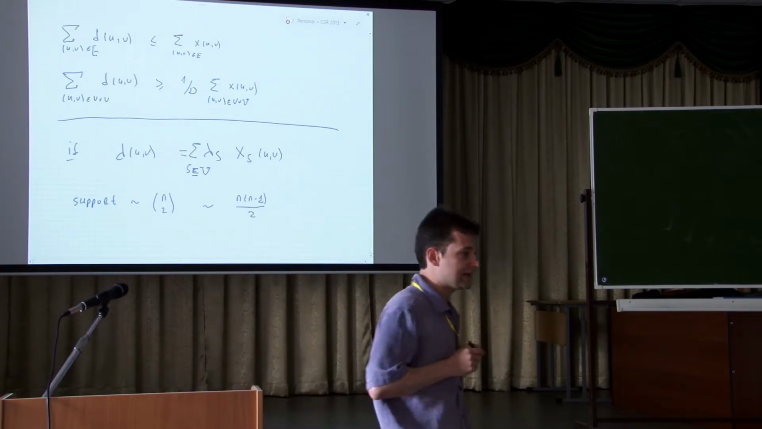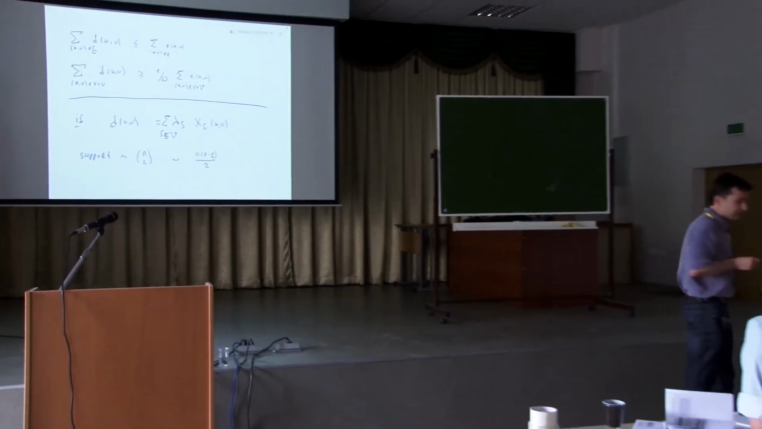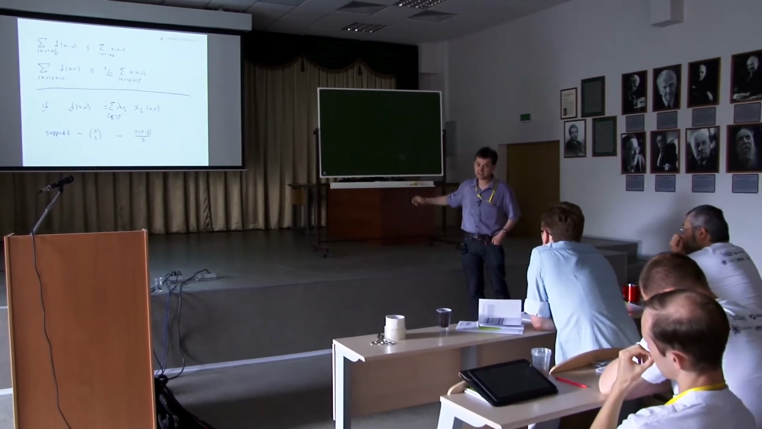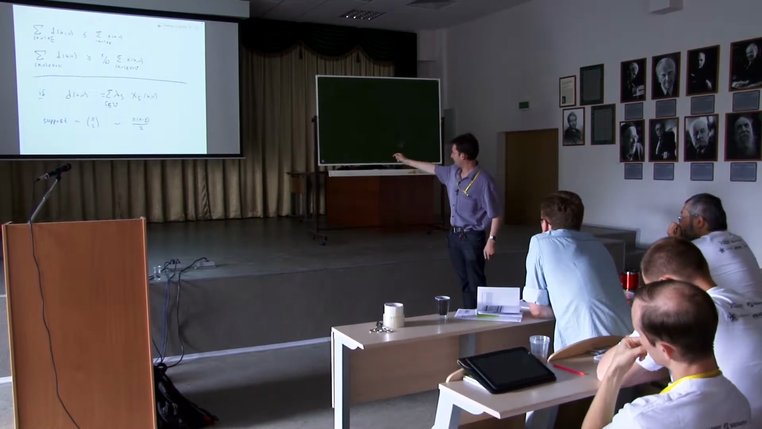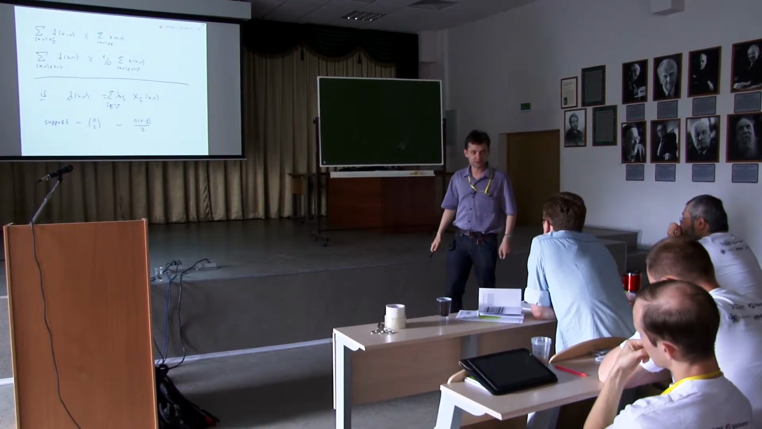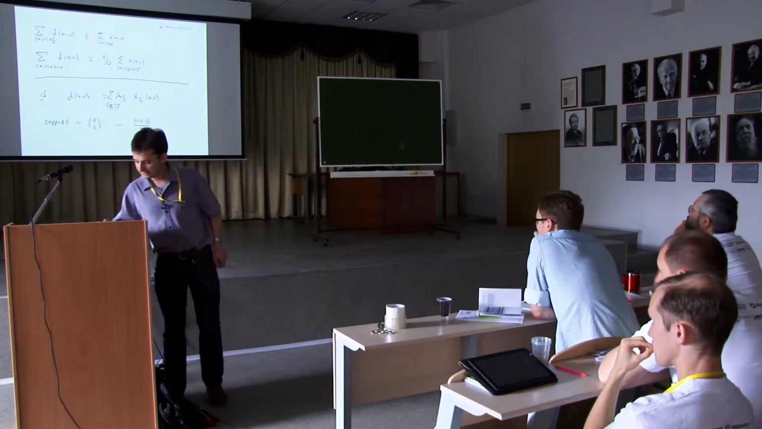Anybody see why? No matter what distribution somebody gives us, we can always reduce the number of lambda_S in our support. So there are only relatively few non-zero ones there.